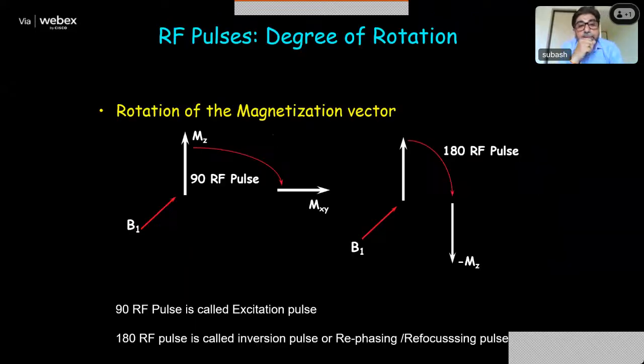So this is how, when we apply a pulse which can flip the magnetization M naught from the Z direction to the XY plane, we say we have applied a 90-degree RF pulse. And if you apply a pulse of sufficient duration that this Mz goes to minus Mz, then we say there's a flip angle of 180 degrees, so we say a 180-degree pulse has been applied. The 90-degree pulse is called the excitation pulse, and the 180-degree pulse is called the inversion pulse, or rephasing or refocusing pulse, in MR experiments. So this is the nomenclature.